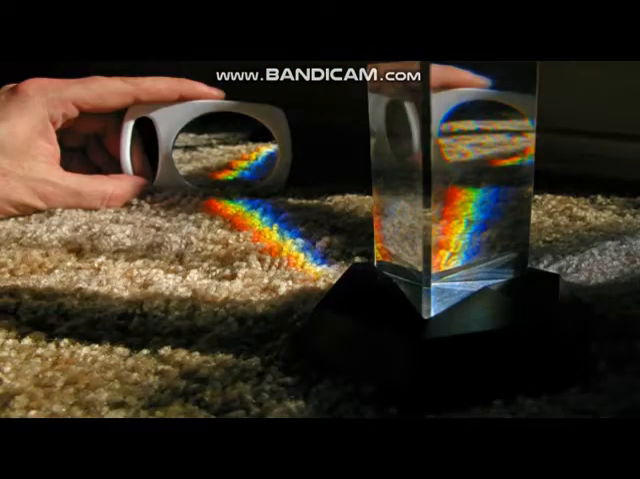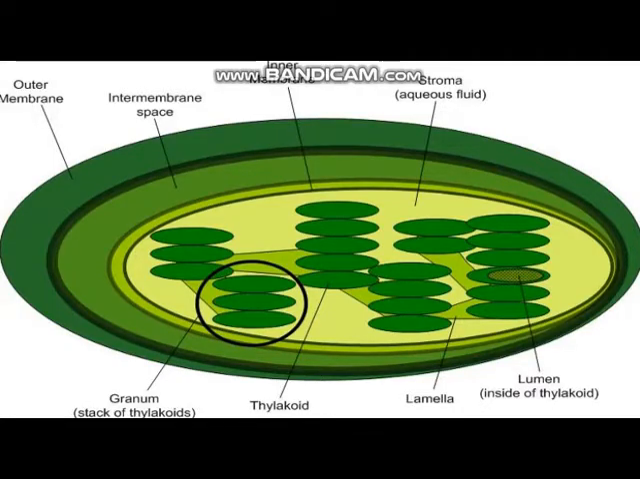But people might be asking, why are plants green? If you've ever played with a prism before, there are different colors of light. And plants absorb all these colors except for green. So they reflect green, you see? So, going back to thylakoids, multiple thylakoids is called a granum, a stack of thylakoids.